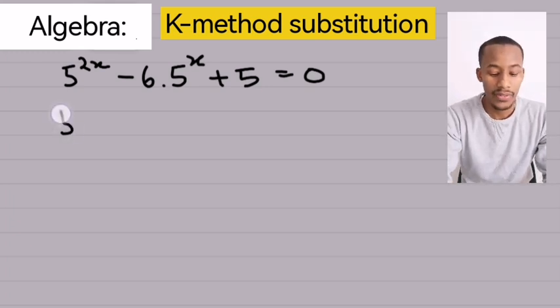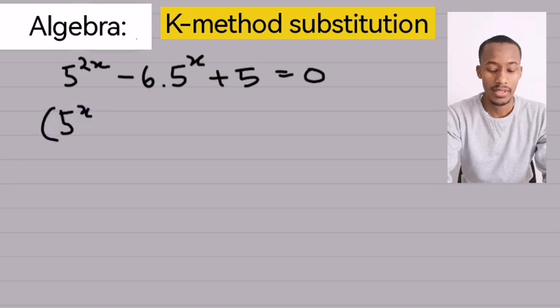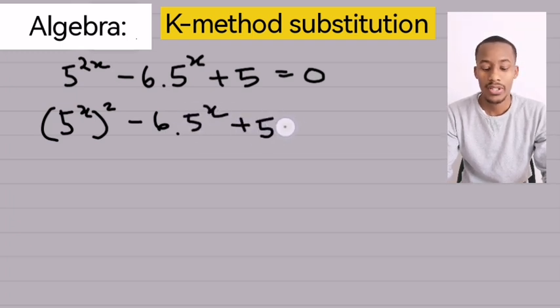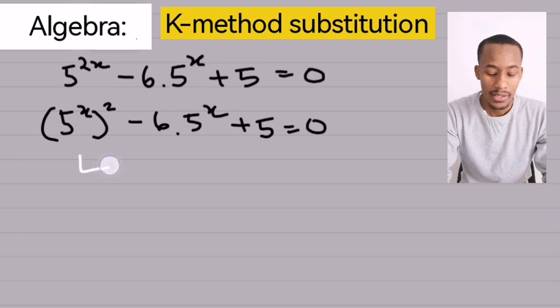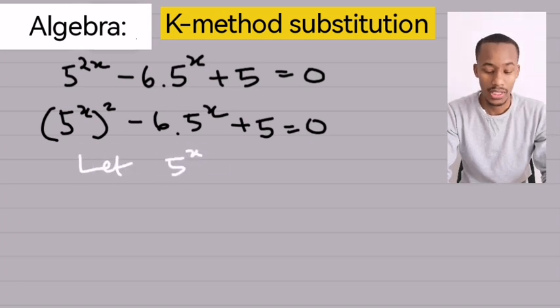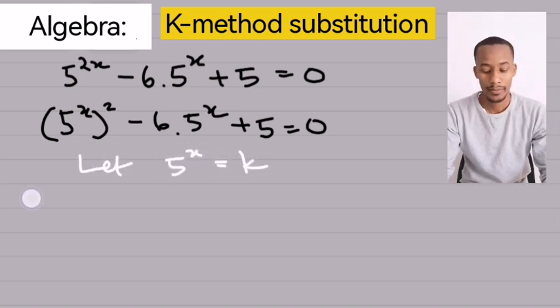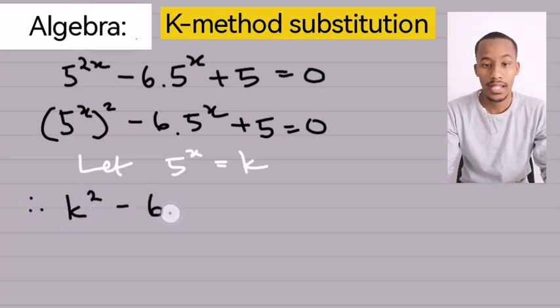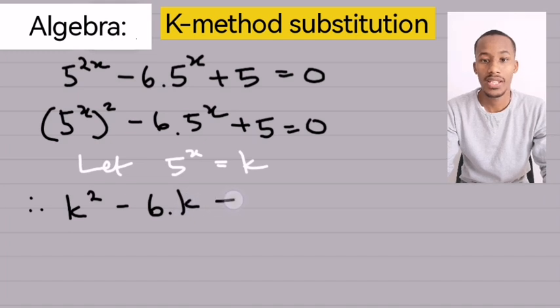I'm going to write it as 5 to the power of x, squared. The reason I'm doing this is so that I can substitute 5 to the power of x with k. So let me write that down. Let 5 to the power of x be equal to k. Okay, so now we have k squared minus 6k plus 5 equal to 0.